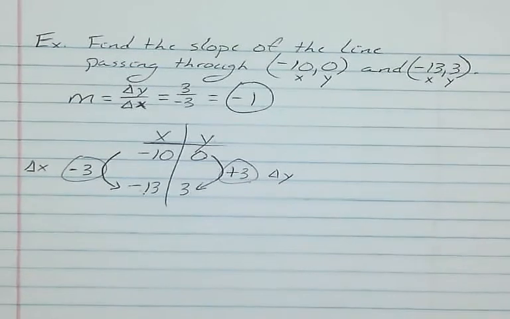Alright, so in summary, create a table, calculate your jumps, plug them into the slope formula, change in y over change in x.